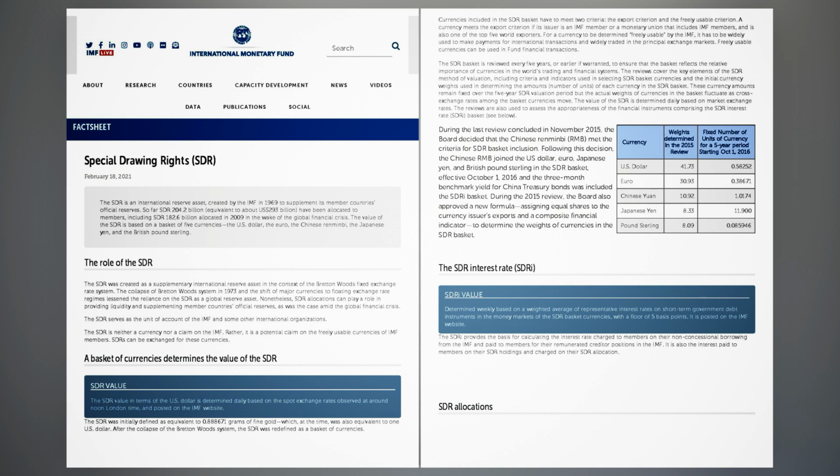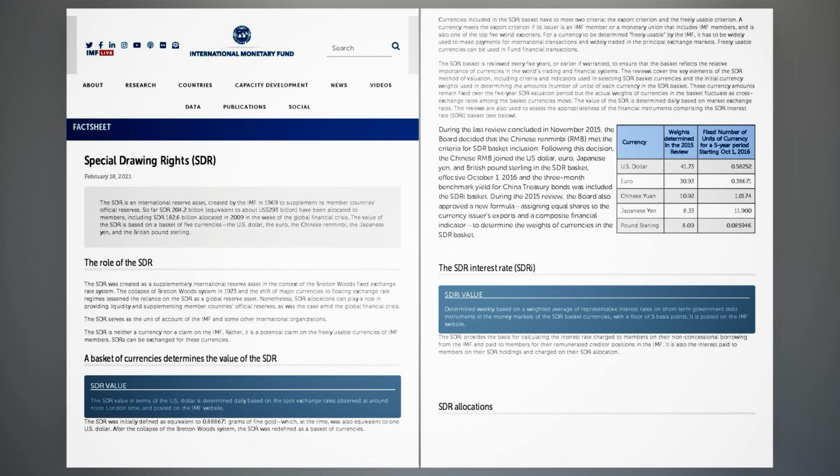See below. During the last review concluded in November 2015, the Board decided that the Chinese renminbi, RMB, met the criteria for SDR basket inclusion. Following this decision, the Chinese RMB joined the US dollar, euro, Japanese yen, and British pound sterling in the SDR basket, effective October 1, 2016, and the 3-month benchmark yield for China Treasury bonds was included in the SDRi basket. During the 2015 review, the Board also approved a new formula, assigning equal shares to the currency issuer's exports and a composite financial indicator, to determine the weights of currencies in the SDR basket.